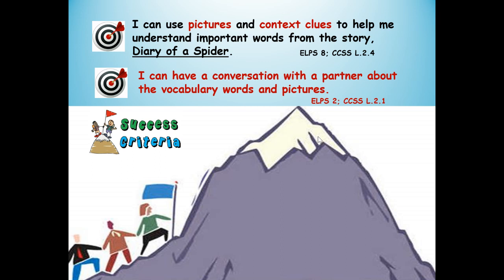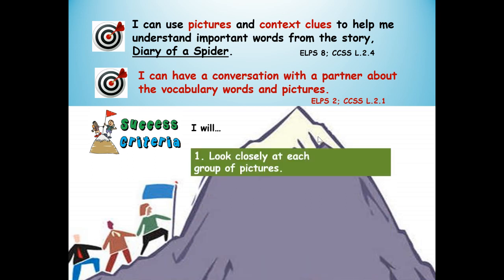Success criteria, that means how will you know you're successful at using the pictures and context clues to understand important words from Diary of a Spider? And how will you know how to have a conversation about these vocabulary words and pictures? Well, here are our steps for success. Just like these people are climbing the learning mountain, our goal is to get to the top and reach the learning target, and this is what we're going to do to reach it.